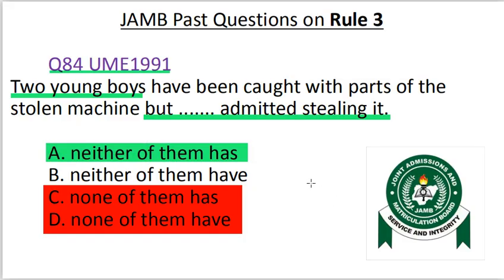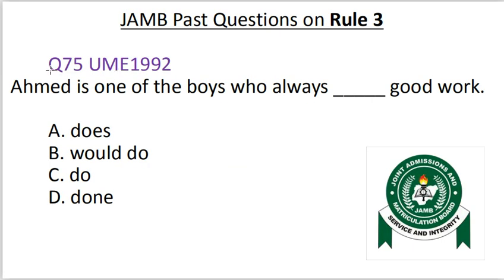Option A. To the next question, question 75, UTME 1992. Ahmed is one of the boys who always dash good work. A does, B would do, C do, D done. Look at this sentence very well. Ahmed is one of the boys. Now, who always dash good work?